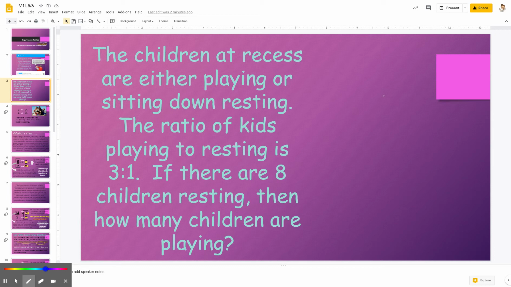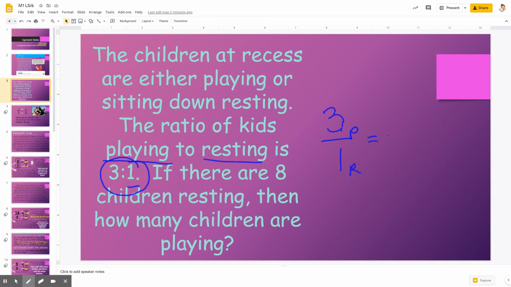So the first thing you want to do is identify the ratio in the problem, and we see that the ratio is 3-1. So I'm going to write that down, 3-1. We know from reading the problem that the 3 represents children who are playing because it was said first and it is the first number. So I'm just going to put a P for playing so I don't forget. And I know that the 1 is represented by resting.